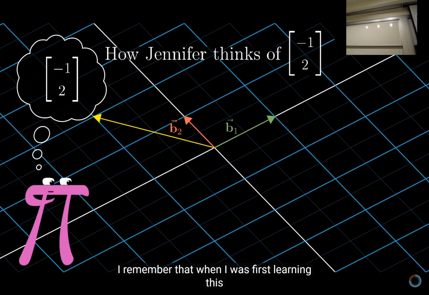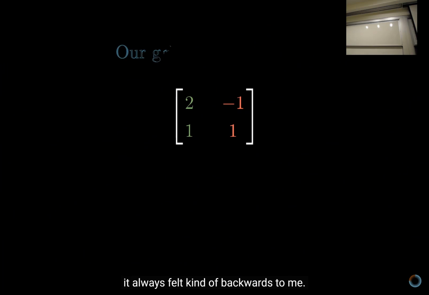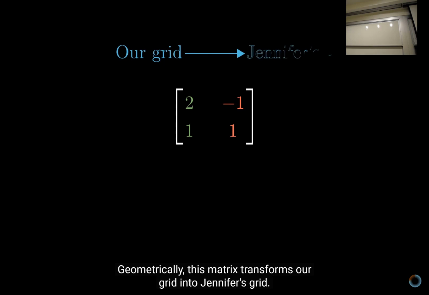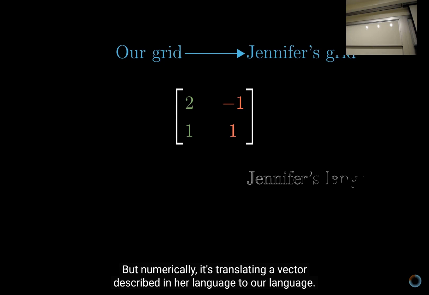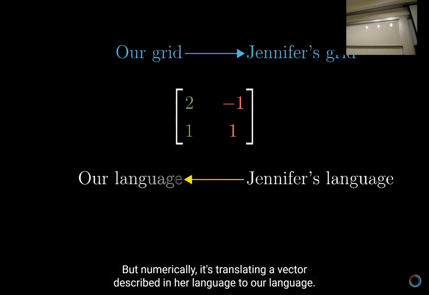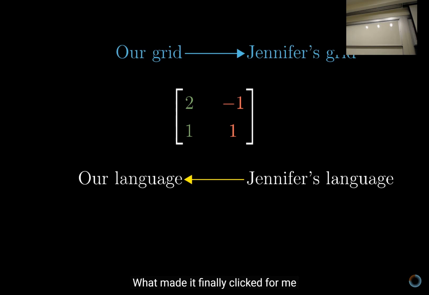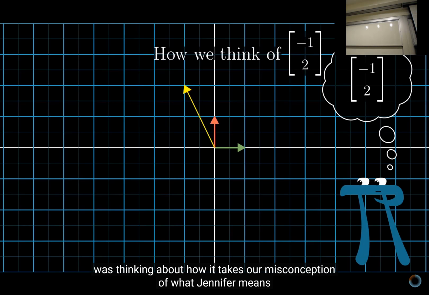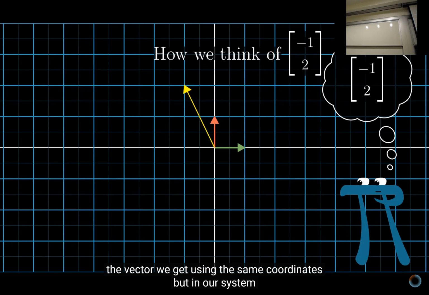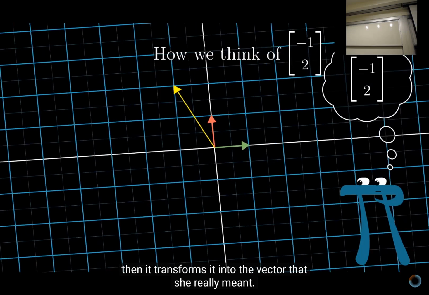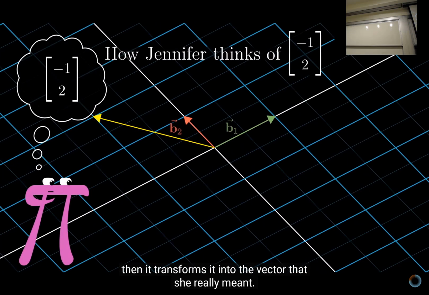I remember that when I was first learning this, it always felt kind of backwards to me. Geometrically, this matrix transforms our grid into Jennifer's grid, but numerically, it's translating a vector described in her language to our language. What made it finally click for me was thinking about how it takes our misconception of what Jennifer means, the vector we get using the same coordinates but in our system, then it transforms it into the vector that she really meant.